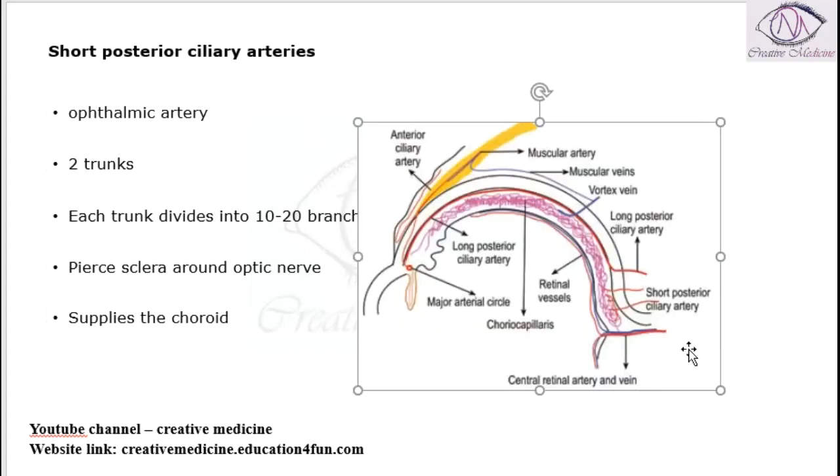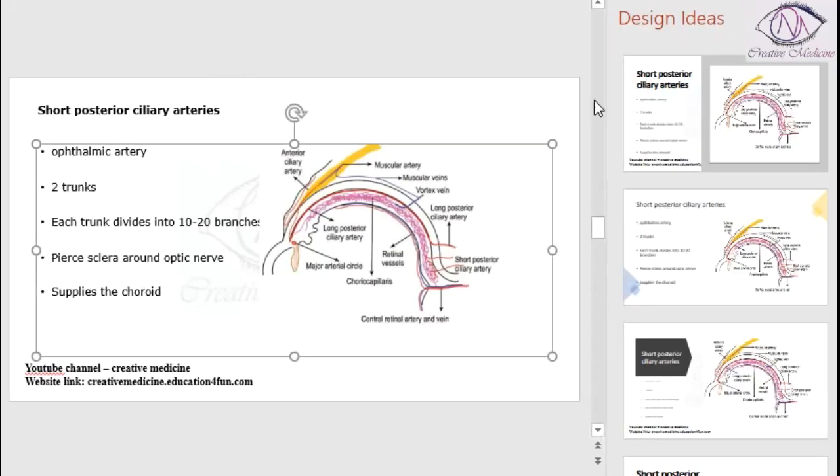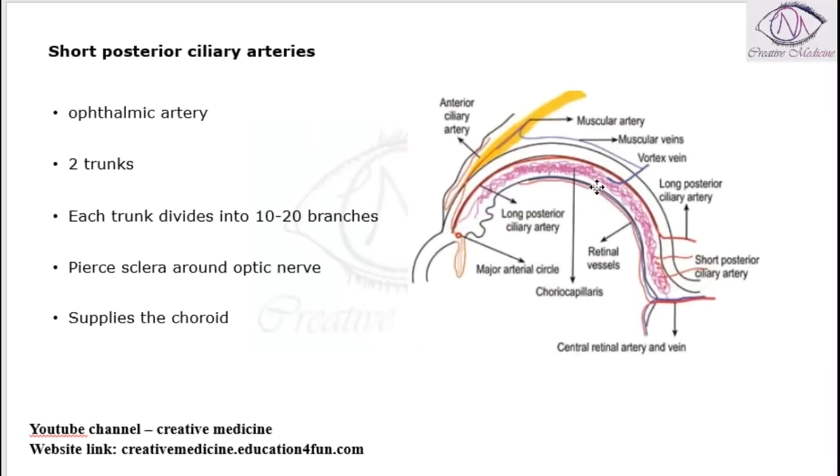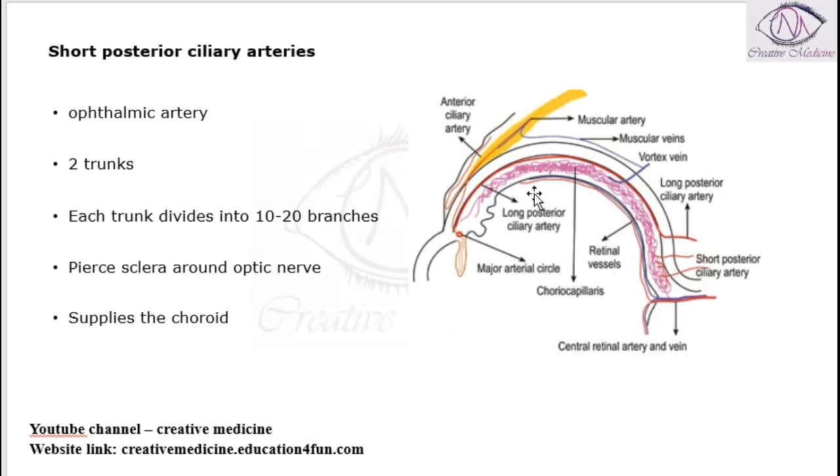So if this is the picture, and here there are short posterior ciliary arteries. These are the short posterior ciliary arteries. The ophthalmic artery gives two trunks of short posterior ciliary arteries. These two trunks divide into 10 to 20 branches, and they pierce the sclera and supply the choroid mainly.